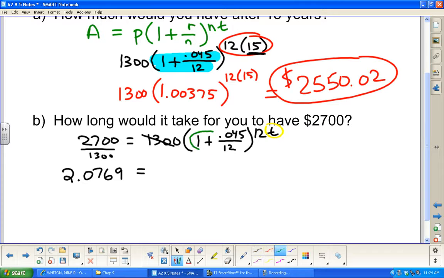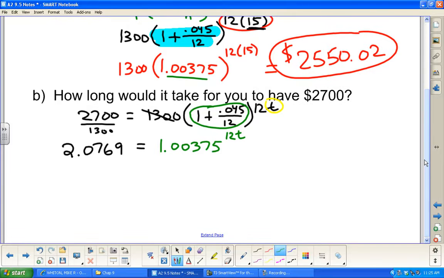And let's do a little more simplifying. We did this in the previous problem. That was the 1.00375. And now it's to the 12t power. So we have that equation there. Now we got everything taken care of except our variable is still in the exponent. But we got rid of everything that was not part of the base. That 1.00375 is the base. That's the thing raised to a power.